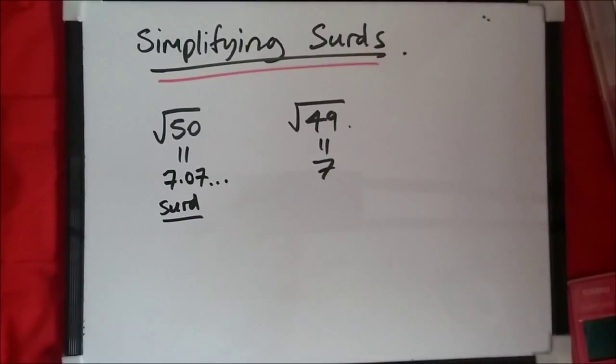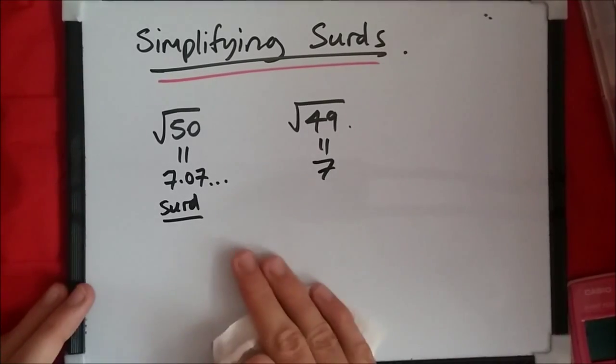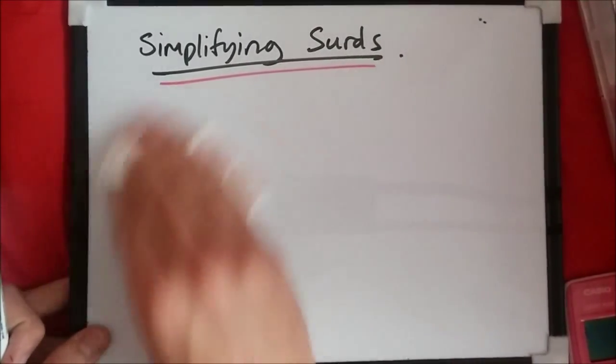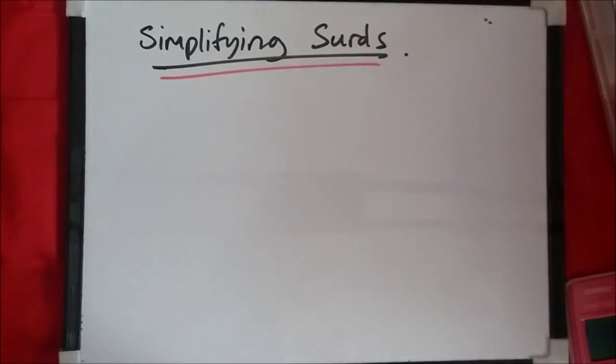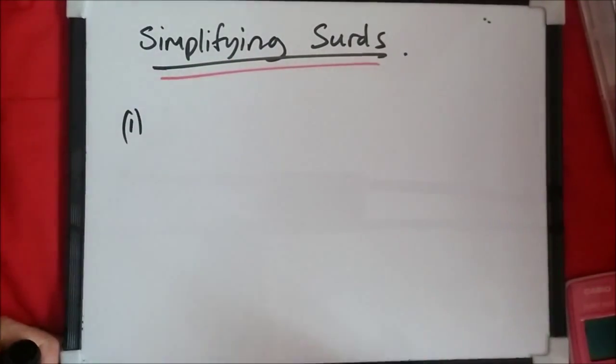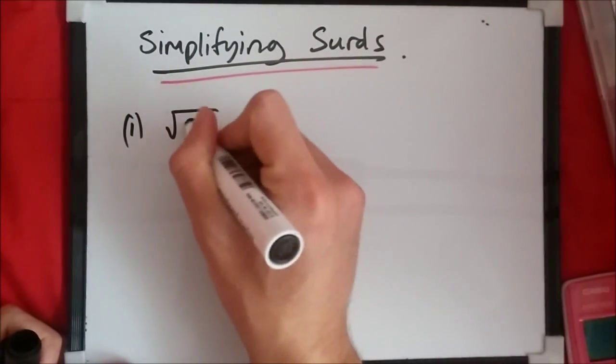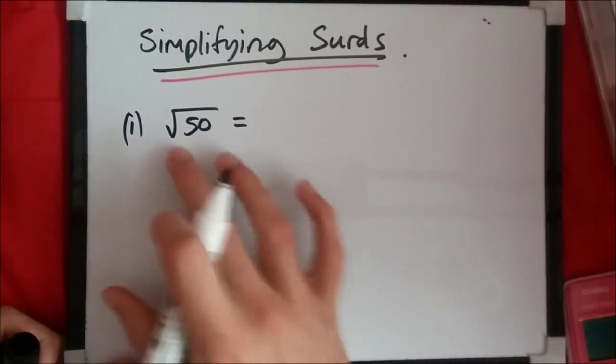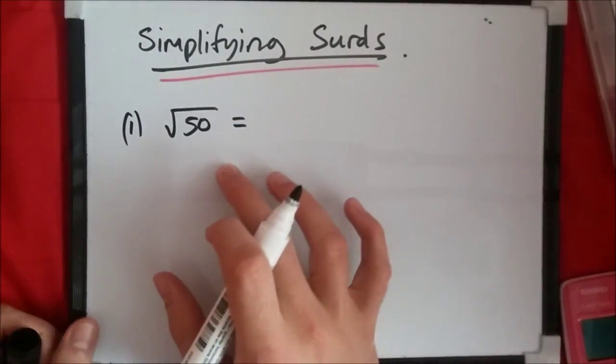Well, that's it on this one. So now we know what a surd is, let's go ahead and start simplifying surds, since this is the purpose of the video. Let's do the first example. Suppose we want to simplify root 50.